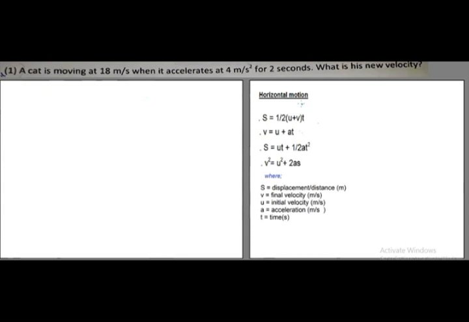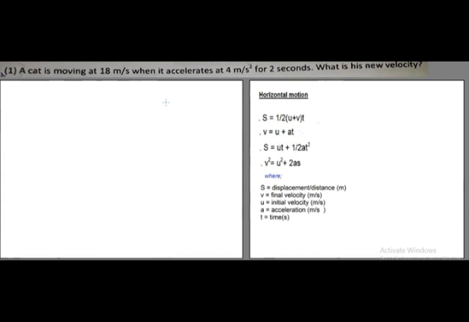A cat is moving at 18 meters per second when it accelerates at 4 meters per second squared for 2 seconds. What is the new velocity? We have to find the new velocity. Now for this type of questions, it relates to horizontal motions.